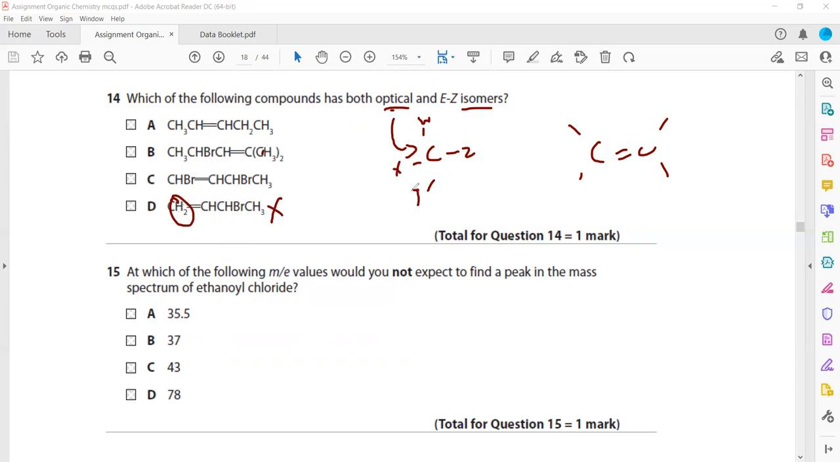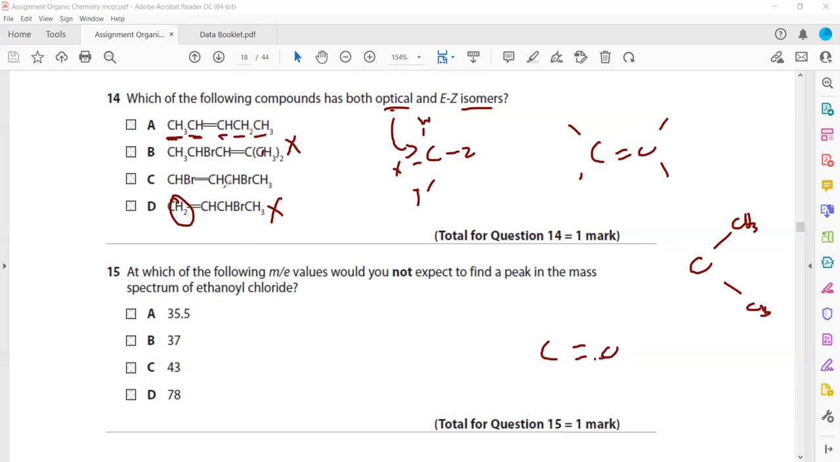This also cannot be an answer. B cannot be an answer because CH3 is attached to both. So you're left with A and C. A and C both can have geometrical isomers, but when we check optical, there should be different groups attached. This cannot be a chiral carbon. A double-bonded C can never be a chiral carbon, because there is a double bond between the two. So there is no chiral carbon.